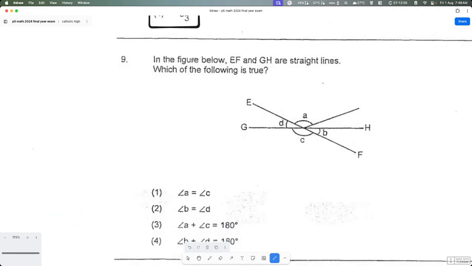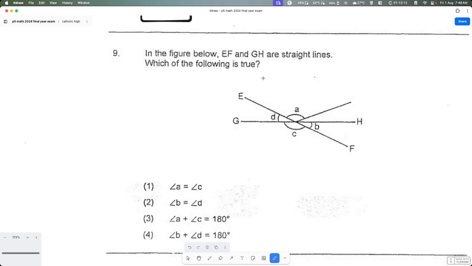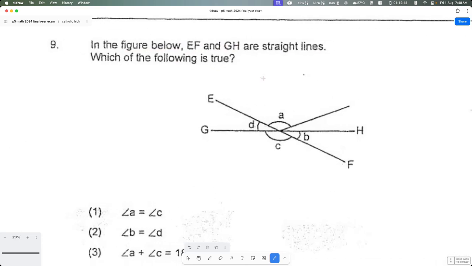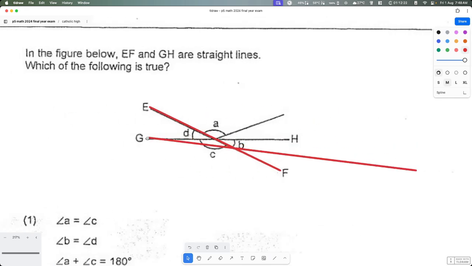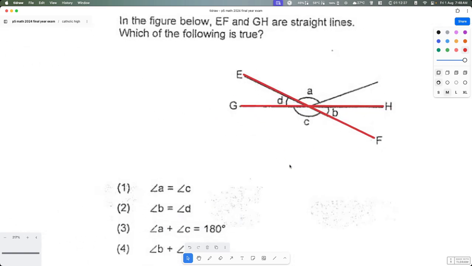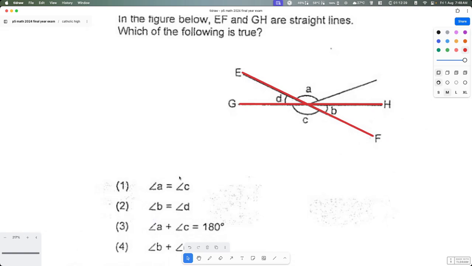Question number 9. In the figure below, EF and GH are straight lines. Which of the following is true? Usually what I like to do is draw out my straight lines. EF is straight, and GH is also straight. That's what I see over here. Let's go through each individual option.